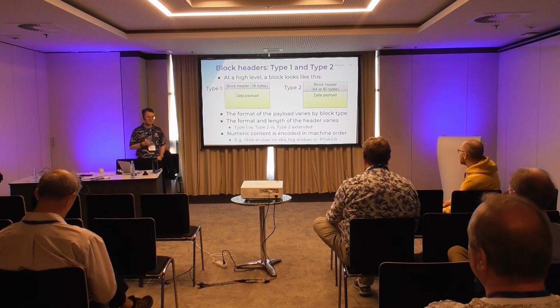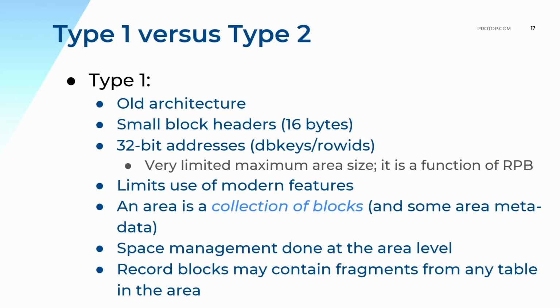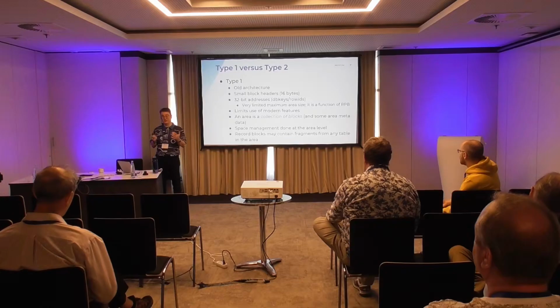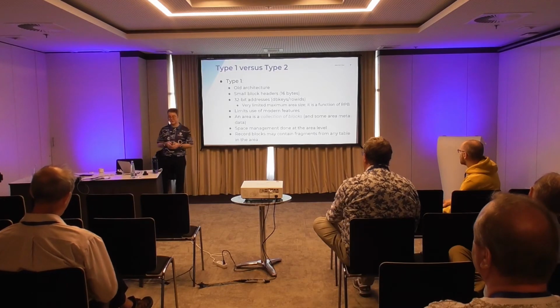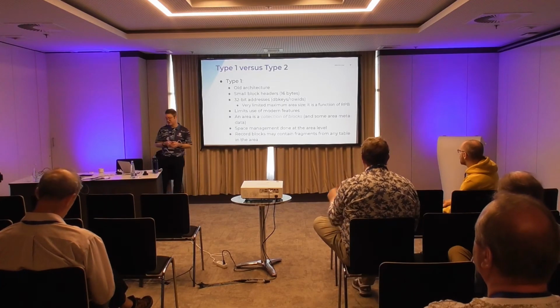Although there are one or two exceptions to that as well. So some of the attributes of type 1: it's the old architecture. Again, don't use it if you have a choice. It has small block headers. It always has 32-bit addresses, so you're very constrained on how large these areas can get. It limits the use of some of the more modern features in the database, which we'll talk about on the next slide.